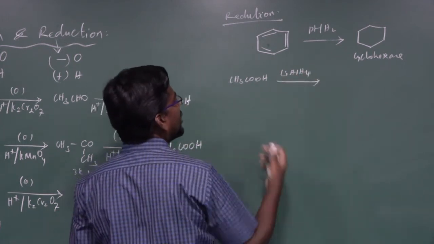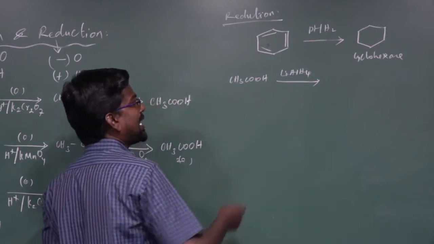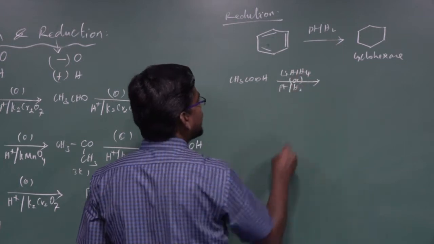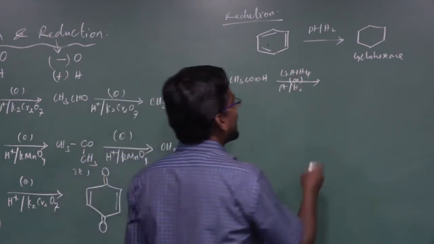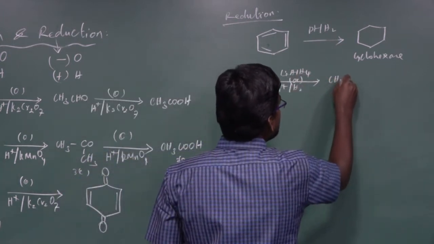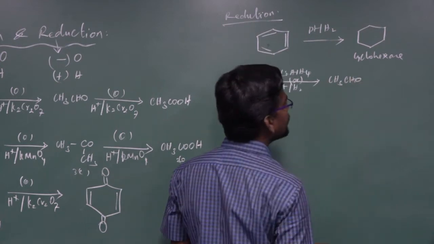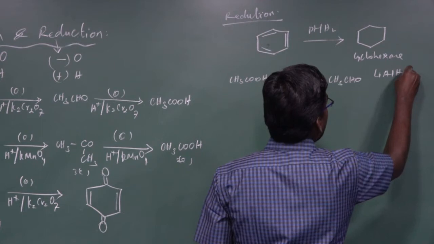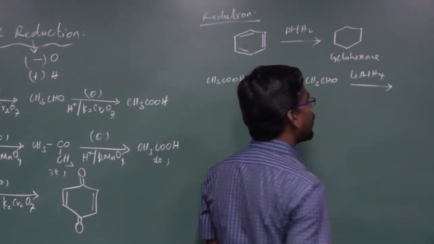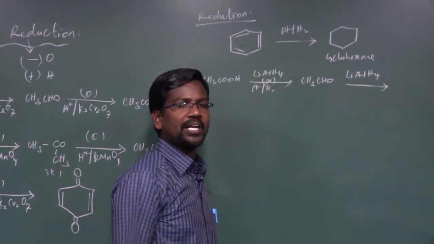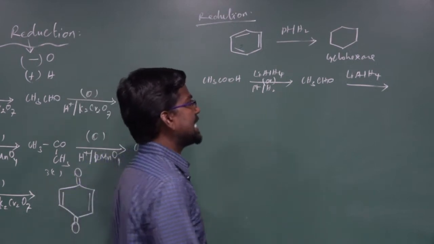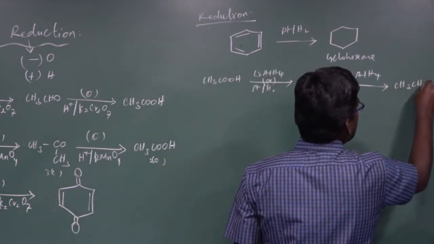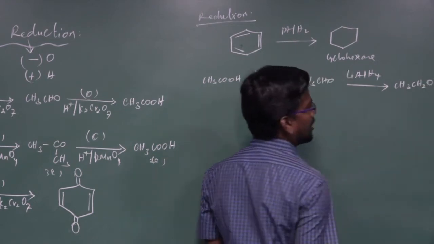In presence of reduced pressure or platinum hydrogen, acetic acid can be converted to acetaldehyde, CH3CHO. Acetaldehyde further reacts with lithium aluminum hydride or sodium borohydride, or platinum hydrogen, palladium hydrogen, nickel hydrogen. The acetaldehyde can also be converted into ethyl alcohol, CH3CH2OH.